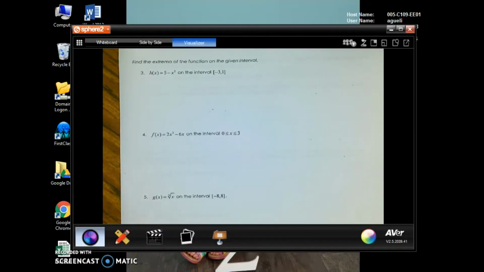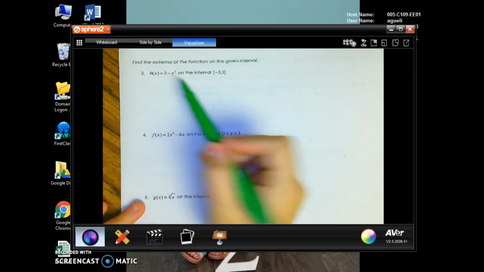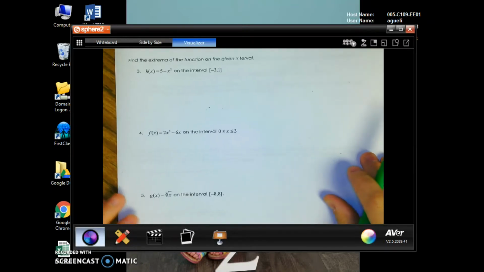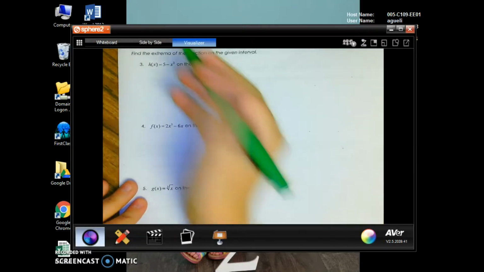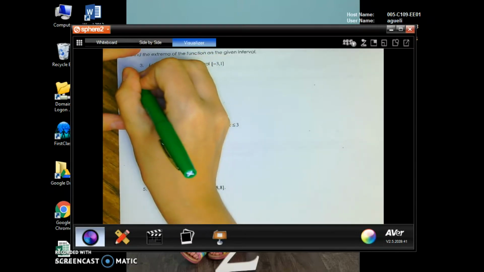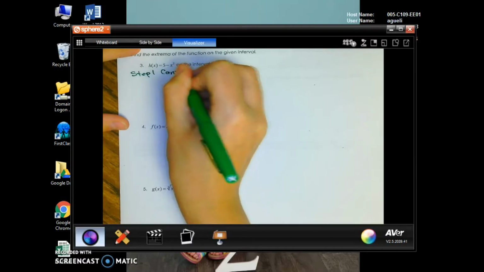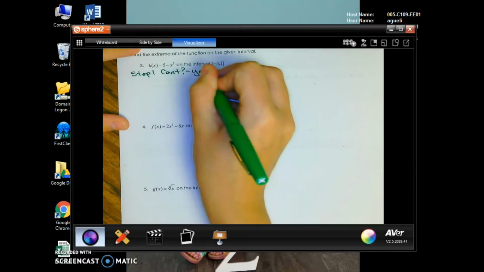Okay, so in number 3 it says find the extrema of the function on the given interval. So the first thing we want to do is check its continuity. We want to make a statement saying that it is continuous, if so. In this one, this is a polynomial. We're not dividing by a variable anywhere. We're not taking the square root of anything negative, right? So this is going to be continuous. So I would say something to the effect of step 1, is it continuous? And then I would say yes.